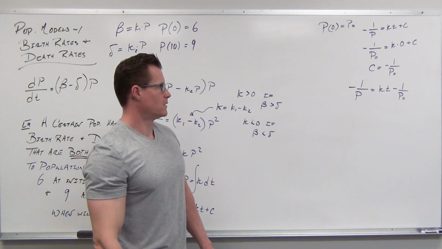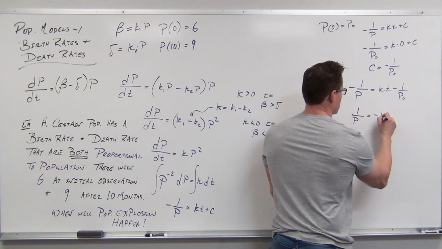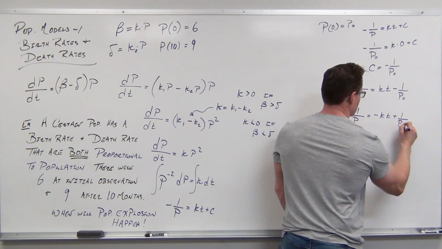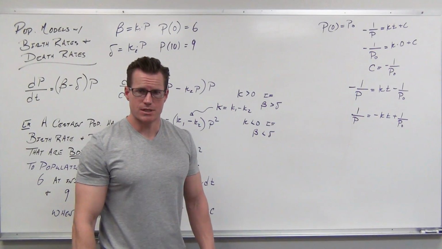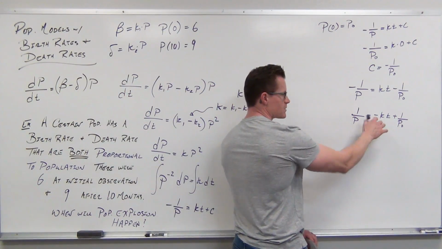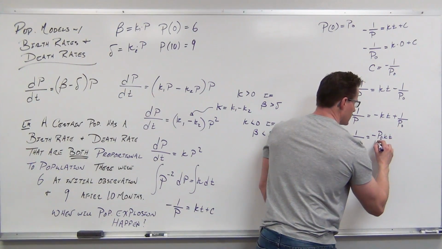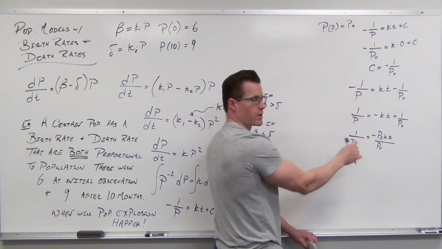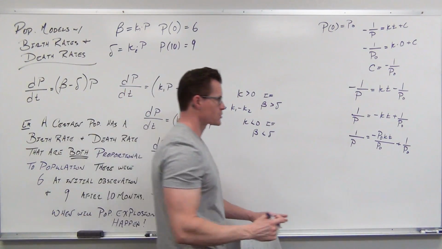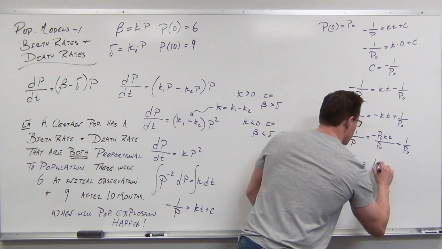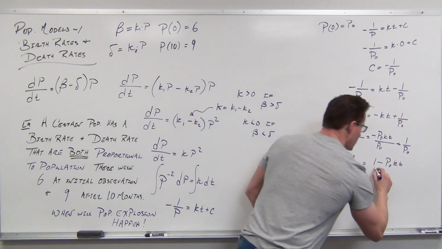Okay, now what? I don't like that negative. Maybe we change all the signs. Also, I know I'm going to try to reciprocate this, so we're going to need to find a common denominator. So we're going to multiply this by p sub 0 over p sub 0. These are the same. I've just multiplied by p sub 0 over p sub 0. Now that we have that common denominator, we're going to combine that fraction. And we've written this out of order. So 1 minus p sub 0 kt, all over p sub 0.